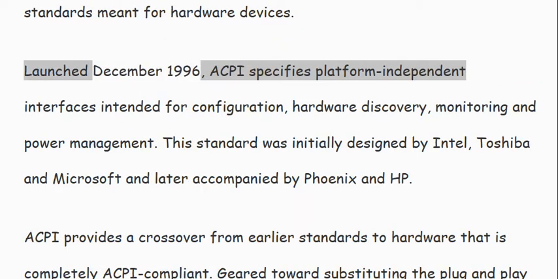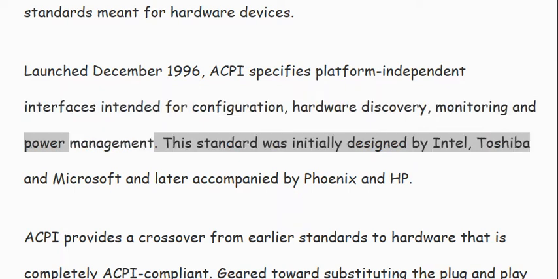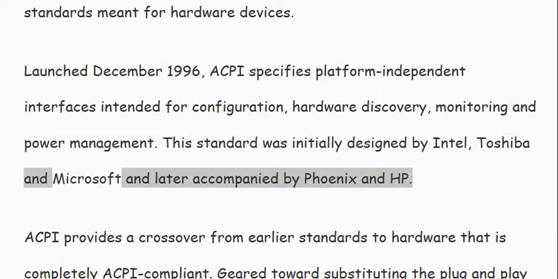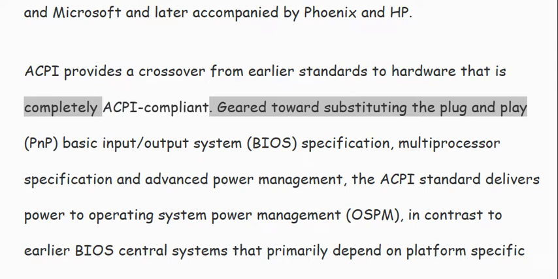Launched December 1996, ACPI specifies platform-independent interfaces intended for configuration, hardware discovery, monitoring and power management. This standard was initially designed by Intel, Toshiba and Microsoft and later accompanied by Phoenix and HP. ACPI provides a crossover from earlier standards to hardware that is completely ACPI compliant.